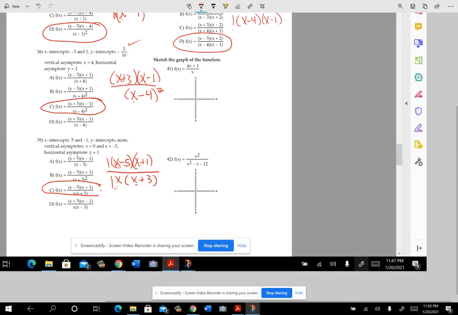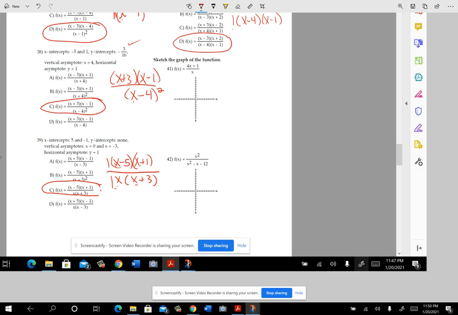All right, and then we're almost done. We have a few problems where we're being asked to actually graph these ourselves. So let's go ahead and kind of work through some of those. So I would probably do this.